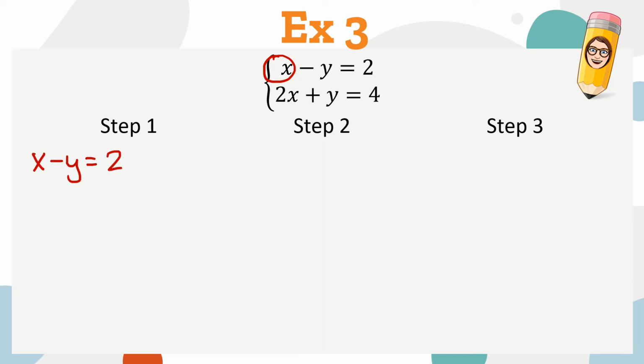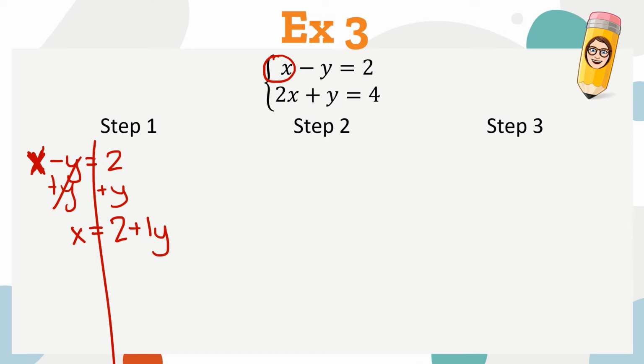Okay? That's okay. I'm going to solve for x because look, if I want to solve for x, I got one step. Let's just add the y over. Awesome. Look how easy that was. 2 plus y. I'm going to throw a 1 in front because I feel like it might be helpful. There is my expression. I need to rewrite the other equation for step 2.